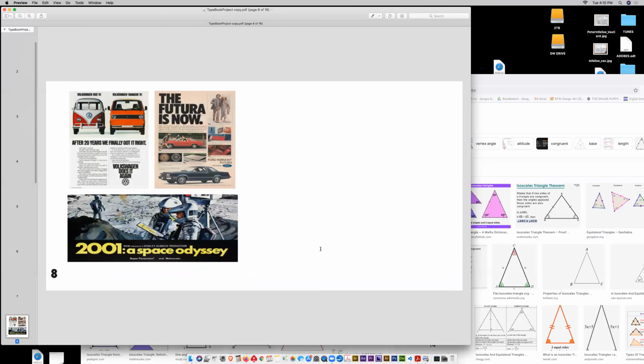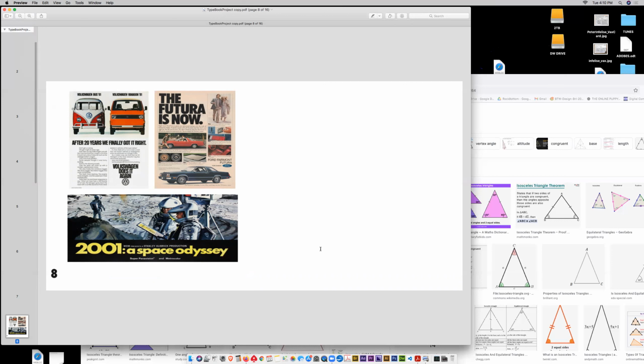Cool. I might shrink down the images on this page and put advertising over. I'm still kind of in the middle of this page right now. Yeah, okay, that's fair enough.